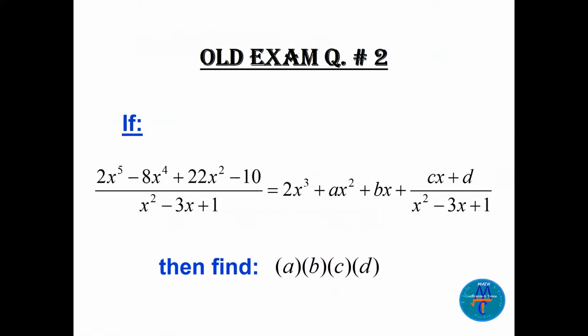Another one, really nice. We have a degree 5 polynomial divided by x squared minus 3x plus 1. I give you part of the answer here, 2x cubed, then I hide A, B, C, and D. So for sure you have to use long division, and then all this will be the quotient, all this will be the remainder, then you multiply A times B times C times D, and the answer is a nice number.